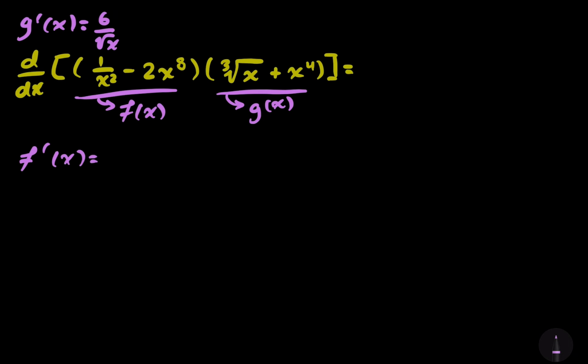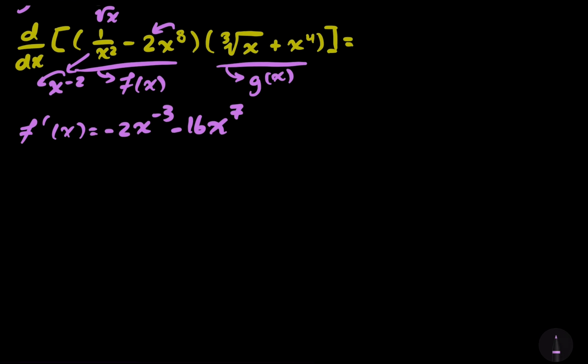1 over x squared is the same thing as x to the negative 2, so with its derivative, we're going to take this negative 2 down and then decrement the exponent, and we will get negative 2x to the negative 3, right, because that's just negative 2 minus 1. And we can rewrite that as 1 over x to the third, but I'm just going to leave it like this for the time being. And then for negative 2x to the 8th, we can just take this 8 down as our coefficient, so then we'll get 8 times negative 2, which is negative 16. And then we have x to the 8 minus 1, which is 7.